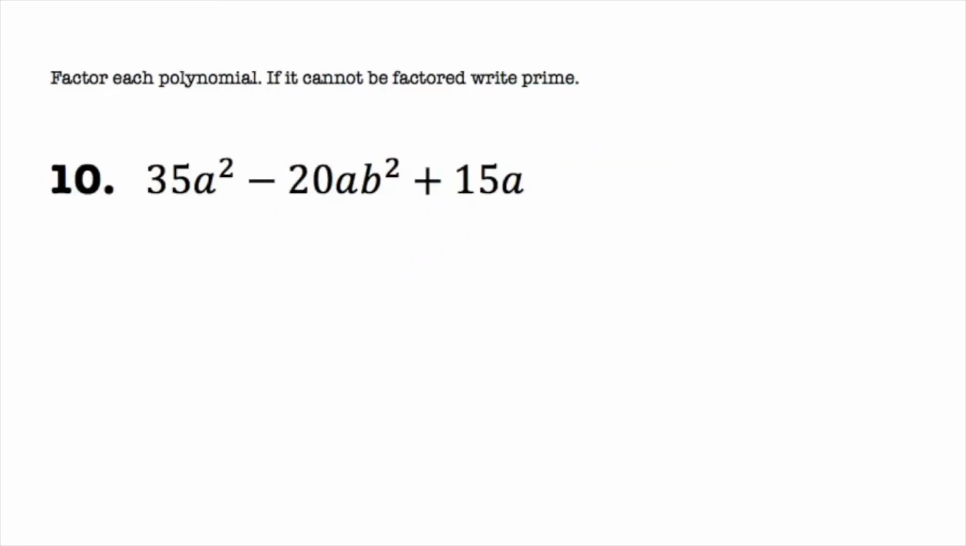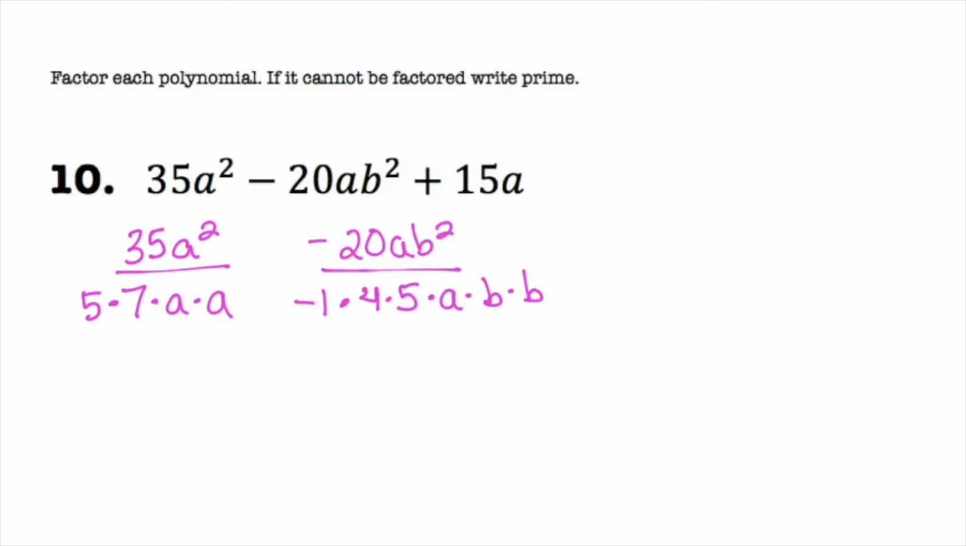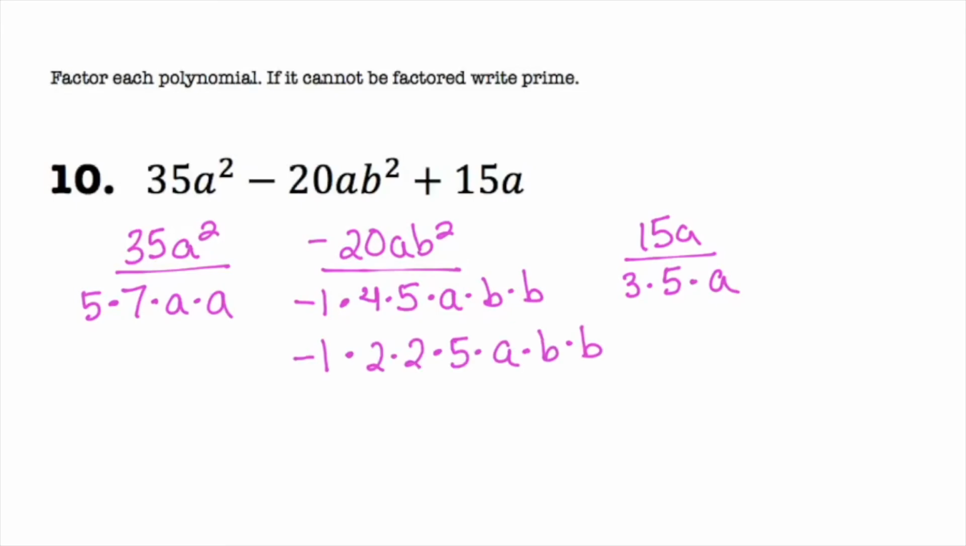All right, and then last one, number 10, 35a squared minus 20ab squared plus 15a. So everything that multiplies to equal 35a squared would be 5 times 7 times a. And negative 20ab squared would be negative 1 to get that negative, times 4 times 5 for your 20, a for the a, and b times b for the b squared. And for 15a, we have 3 times 5 for your 15, times a gives you the last a. So in the middle, we can actually break apart the 4 into 2 times 2. Then you're going to find what you have in common with the last thing you wrote in each column.